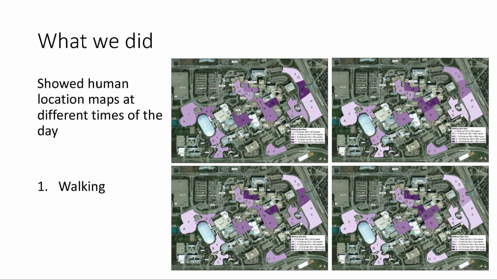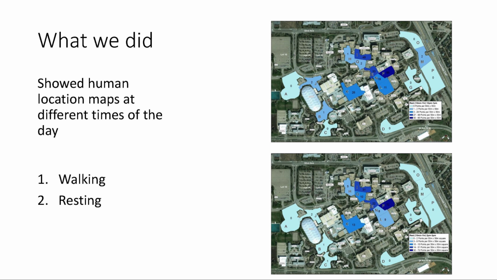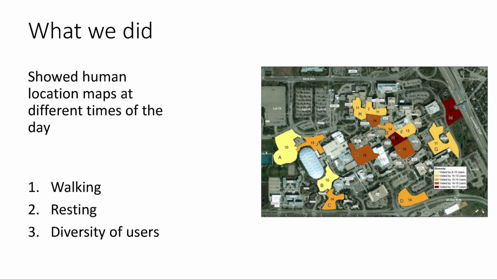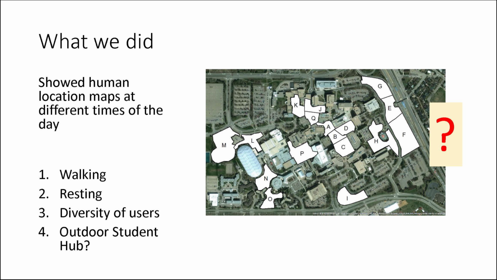So these are showing where people walked at different times of the day. Also, we showed where people were staying in one place or resting at different times of the day. And we also showed where there's a diversity of users using different locations on campus. So then we asked, after showing them all of this information, where should we put an outdoor student hub?